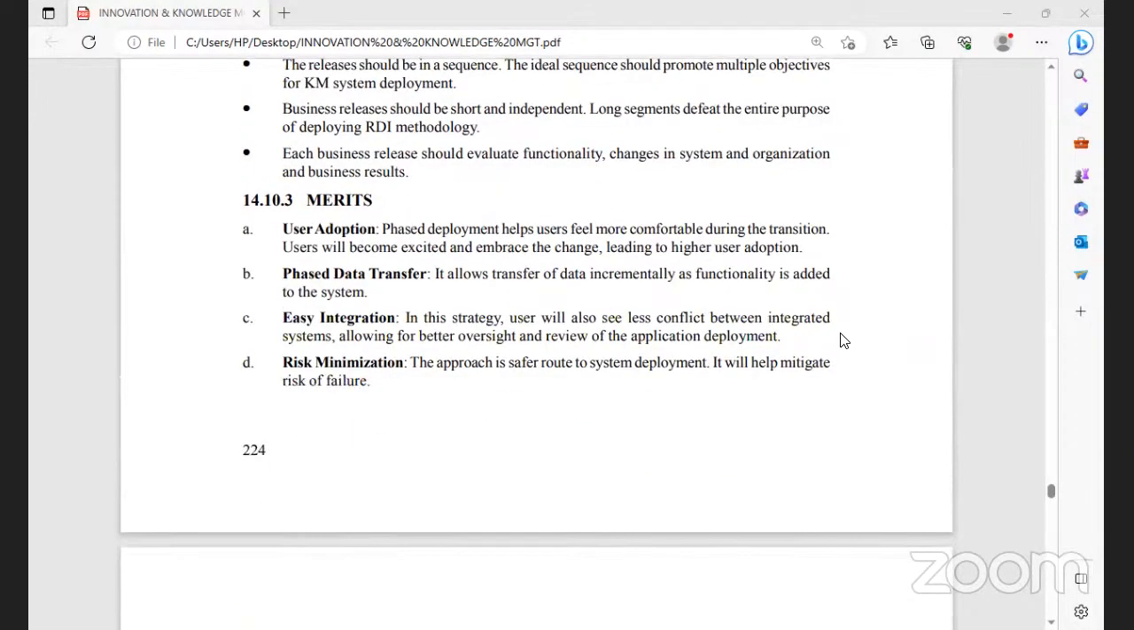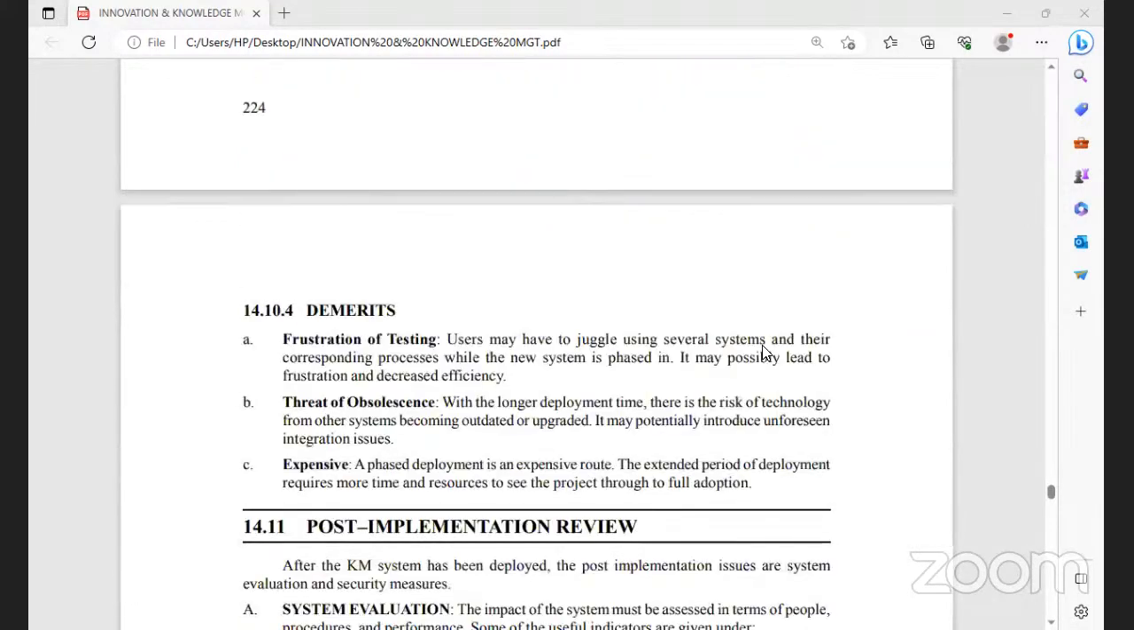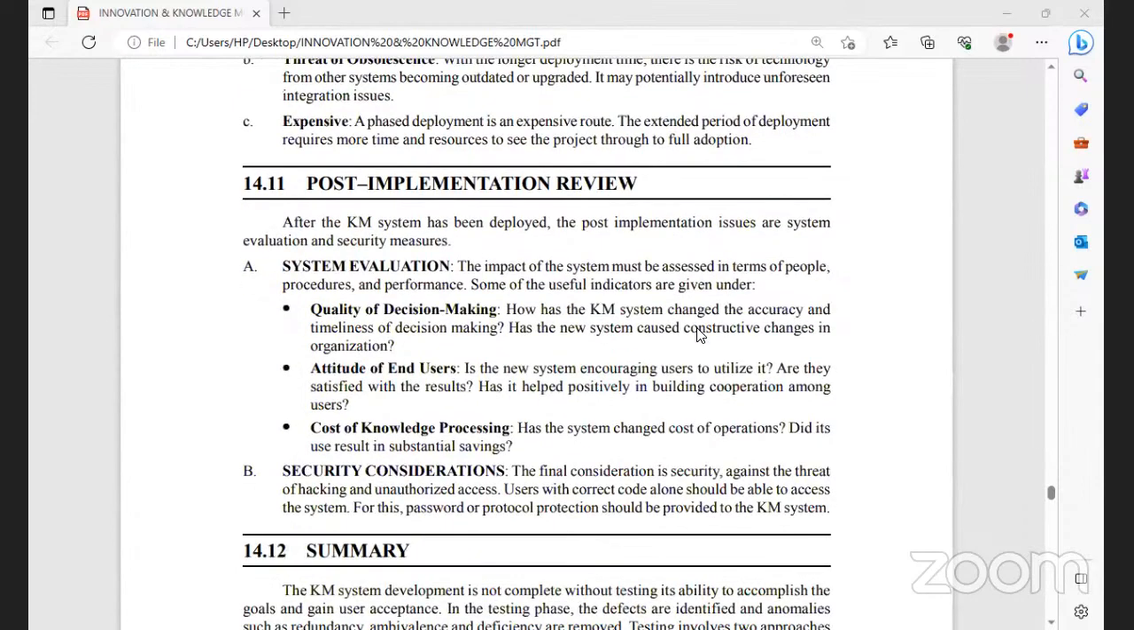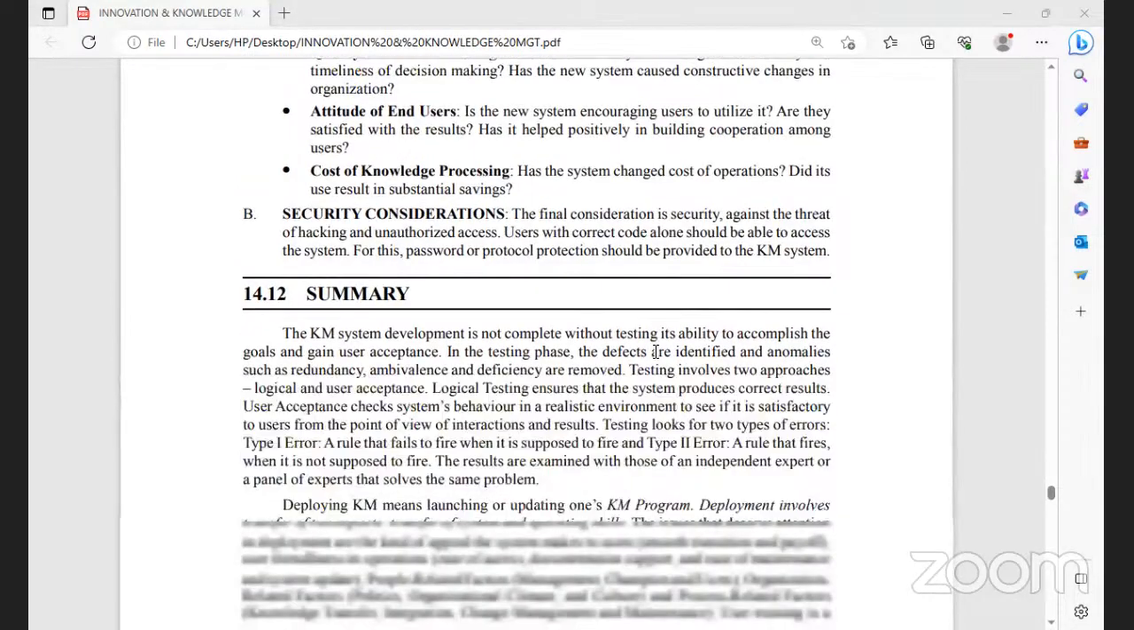Next one is merits: user adaptation, phased data transfer, easy integration, and risk minimization. And demerits are frustration of testing, threat of obsolescence, and expense. And post-implementation review or system evaluation covers quality for decision making, attitude of end users, and cost of knowledge processing. Security considerations are the final consideration: security against the threat of hacking and unauthorized access. A user with the correct code alone should be able to access that particular system.